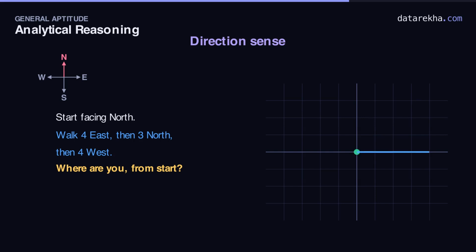From the origin, 4 east takes you here, 3 north, up to here. Then 4 west carries you straight back over the vertical line. East and west cancel. 4 out, 4 back. All that survives is the 3 north. So you finish 3 units due north of the start. The horizontal wandering undid itself.